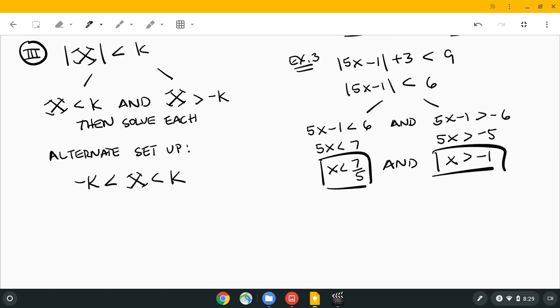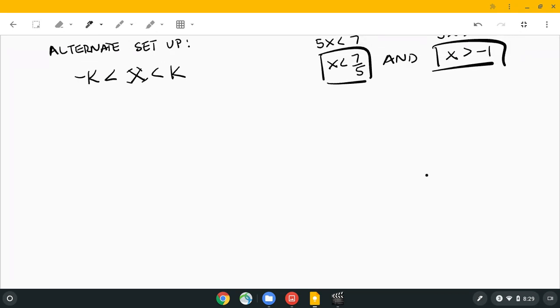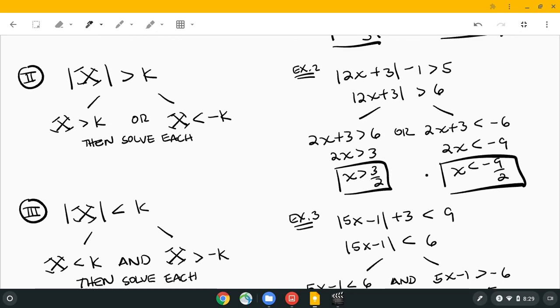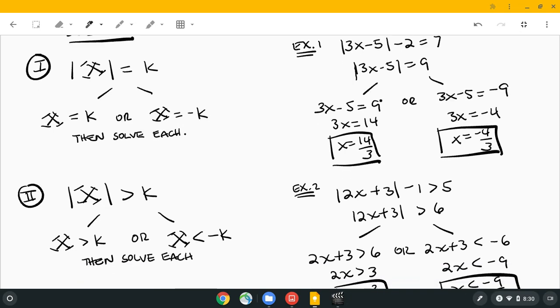All right. Let's see. Okay, double absolute value. Oh, let me go back to this because we said, what if you have absolute value set equal to negative? Okay, so absolute value equals negative, not going to happen. So there would be no solution, right? If this said negative 9 here, no solution, right? Absolute value is not going to equal negative. Absolute value is always positive.